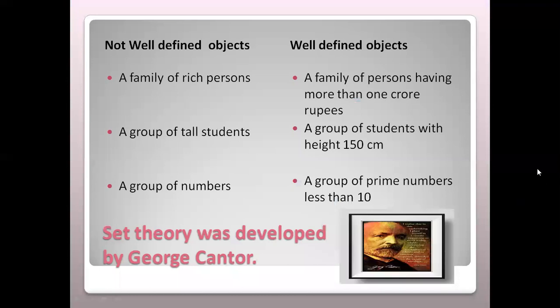Now we will move on to some more examples of what are not well defined objects and what are well defined objects. Just see here, a family of rich persons. There may be so many rich people in this world, so we cannot say that it is well defined. So for the same question, what is well defined? For the same sentence, the well defined version is a family of persons having more than 1 crore rupees. That means you can easily make out the list of the people who have more than 1 crore. So this is called well defined.